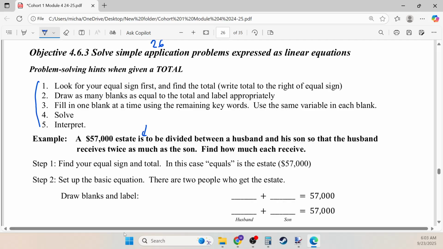Find the total. Words like total mean that everything before is being added. Draw as many blanks as equal to the total and label appropriately. Fill in 1 blank at a time using the remaining keywords. Use the same variable in each blank. Okay, so let's try this problem here.